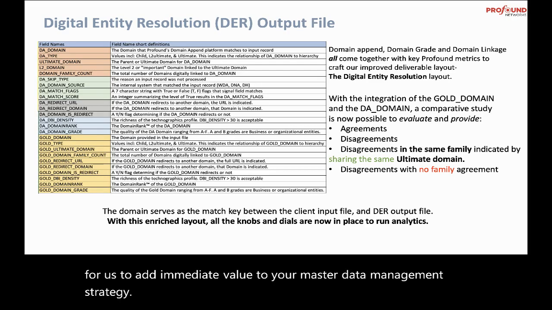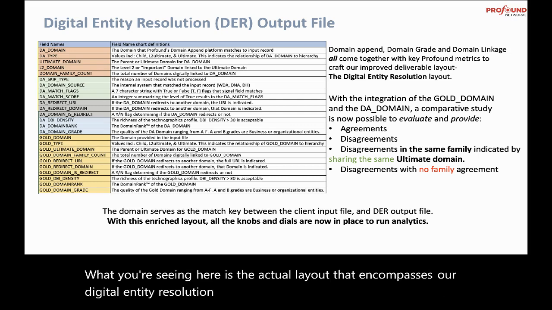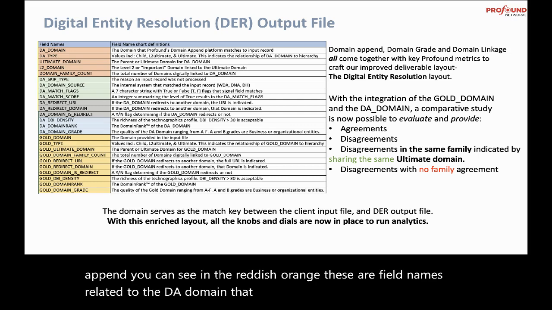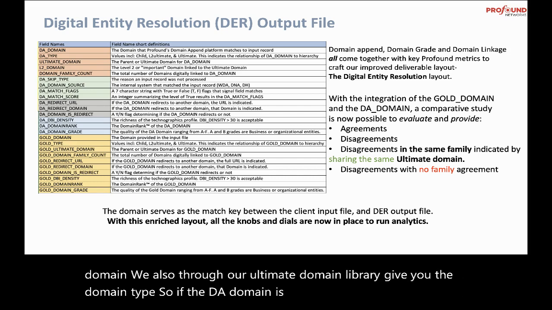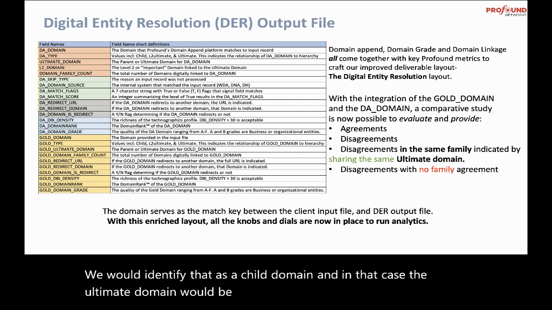What you're seeing here is the actual layout that encompasses our digital entity resolution process. So when we provide domain append, you can see in the reddish orange, these are field names related to the DA domain that we find. So of course we give you the domain. We also, through our ultimate domain library, give you the domain type. So if the DA domain is geico.com, we would identify that as a child domain. And in that case, the ultimate domain would be berkshirehathaway.com.